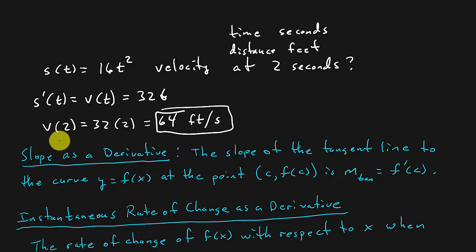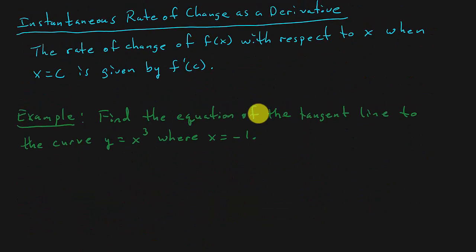Now let me ask you this. This will come up later, but I'll just mention it now. What would it be if we took the derivative of the velocity function? What's the rate of change in velocity? That would be acceleration. We'll get into that later on, but I just wanted to mention it. So there you go.